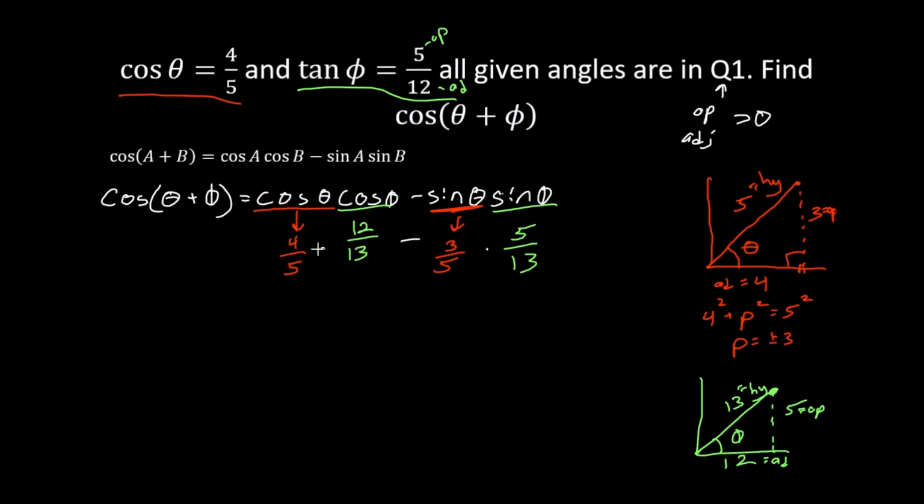We've got multiplication of fractions, so I'm just going to multiply straight across. So 4 times 12 is going to be 48 over 5 times 13, which is going to be 65, minus 5 times 3 is 15, and then 5 times 13 is again 65. So plugging this in, we're just going to have to subtract those numerators and keep the denominator since we already have a common denominator. And we end up with 33 over 65.